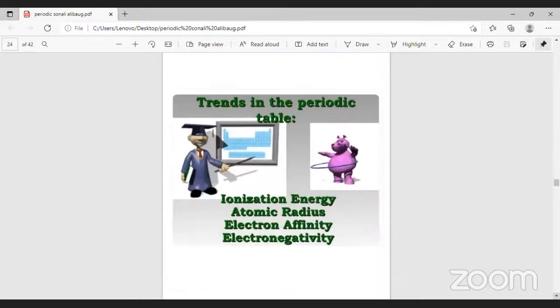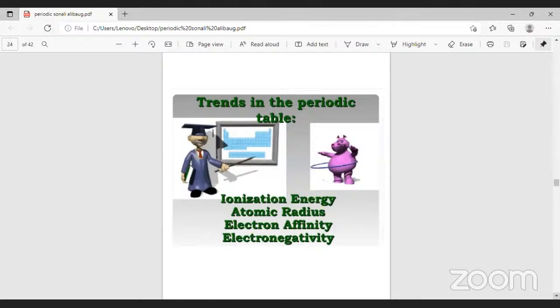Okay. Now trends in the periodic table: electron affinity, electronegativity. These are the properties of that particular element. Now, when we are considering the periodic table, we have to consider the change of those properties from left to right across the period and from top to bottom.